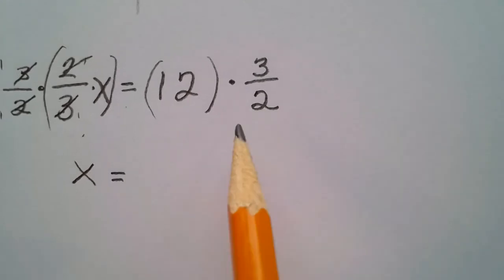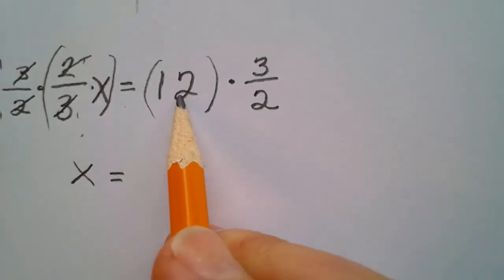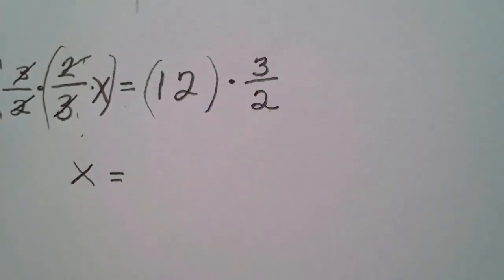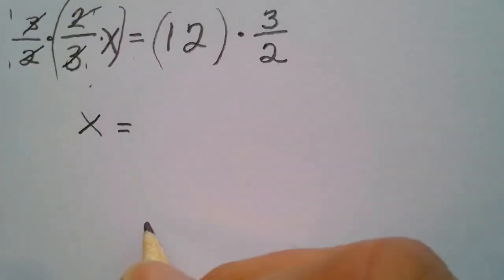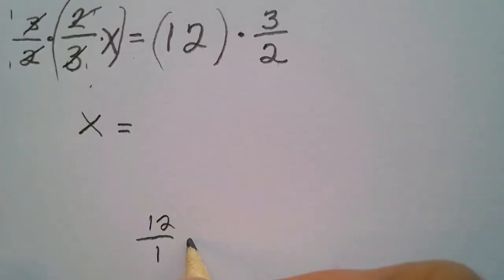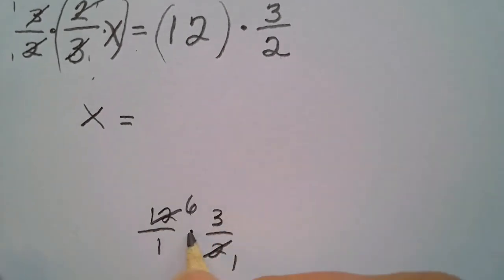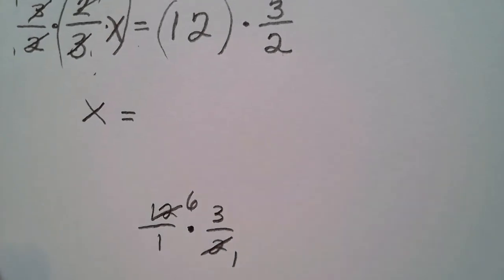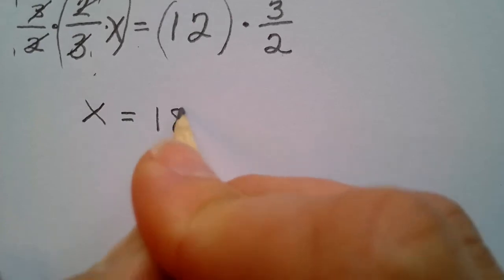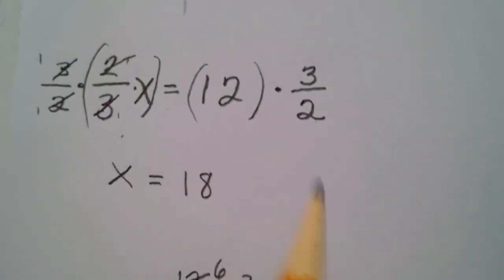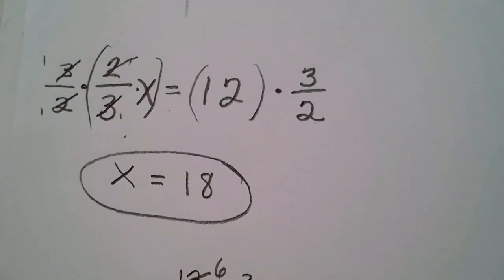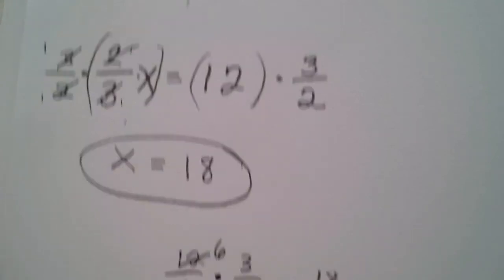And then I've got some side work to do over here because 12 times 3 over 2, I have to simplify. So let me do some side work down below. 12 over 1 times 3 over 2. So I've got 6 times 3 in my numerator and 1's in my denominator. So this is 18 over 1, which is just equal to 18. And there's my solution.